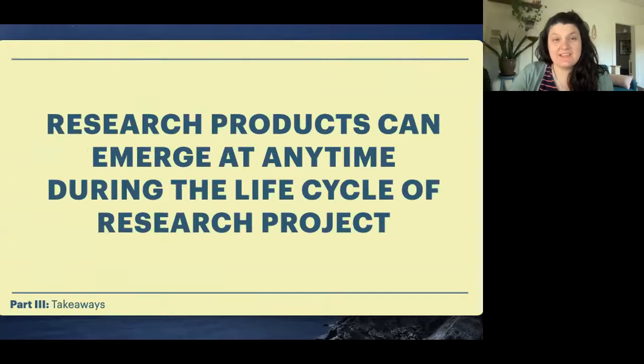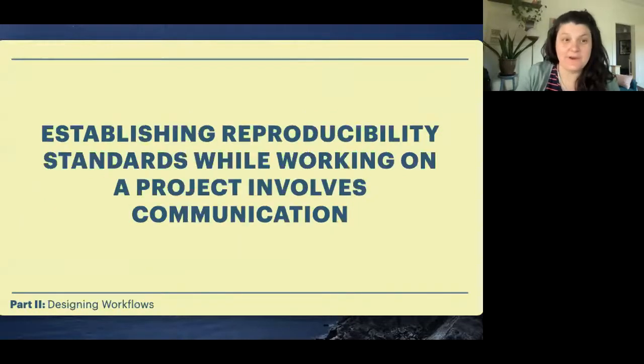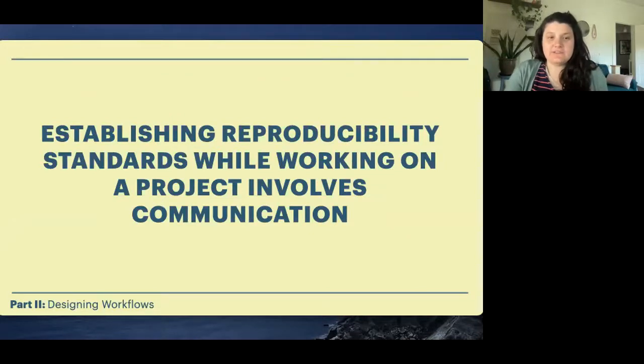The research products, again, are decided by those motivations, and they can emerge at any time during the life cycle of a research project. So again, get credit for the work you're doing by producing these research products. It's not just the final traditional paper. And establishing reproducibility standards while working on a project involves communication.